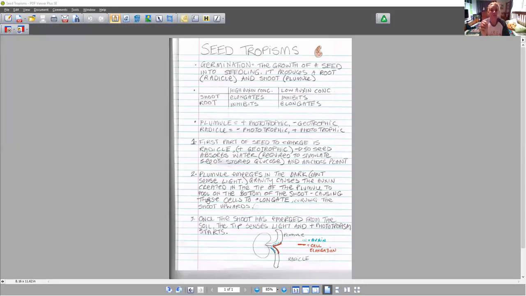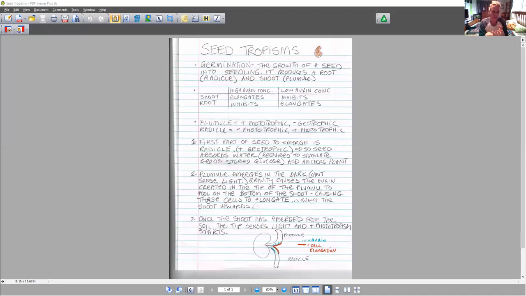Step one, the first part of the seed to emerge is the radicle. Remember that the radicle is positively geotropic. So as it grows down, the radicle, the root, the seed will absorb water. The water goes from the soil through the radicle up into the seed.